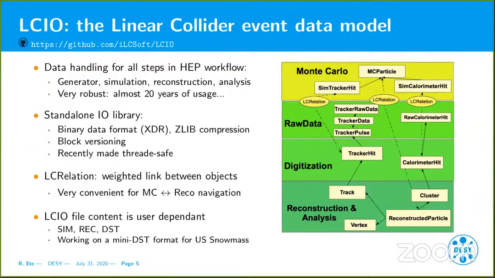About our event data model, it's called LCIO, for Linear Collider IO. It's the data handling for all the HEP workflow we have, from Monte Carlo to data and reconstruction, analysis, and so on.